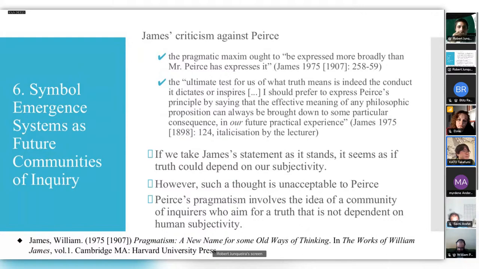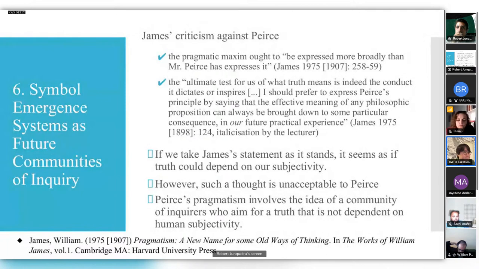In it, James states that the pragmatic maxim ought to be expressed more broadly than Mr. Peirce has expressed it. He contends that the ultimate test for us of what truth means is, indeed, the conduct it dictates or inspires. "I should prefer to express Peirce's principle by saying that the effective meaning of any philosophic proposition can always be brought down to some particular consequence in our future practical experience."